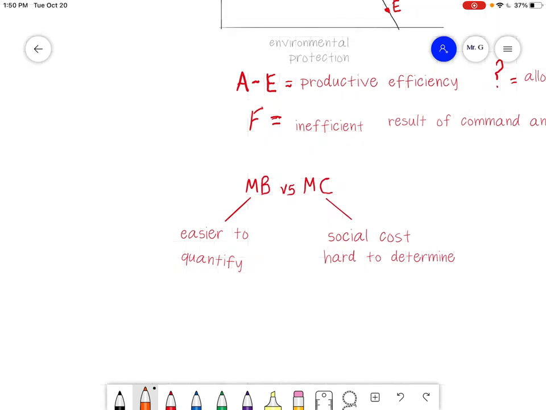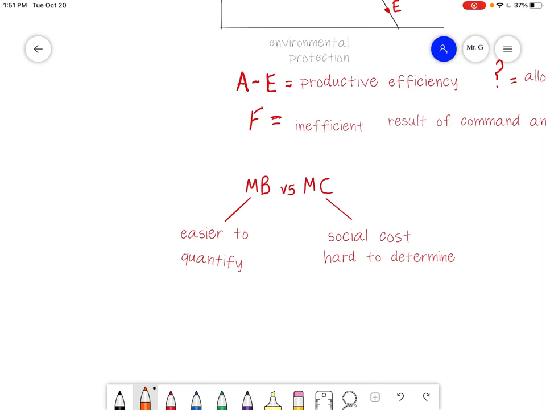So when they're trying to make decisions about what to do, they always look at the marginal benefit versus the marginal cost. And we talked about this in the last video as well. And we also talked about how it's not easy to necessarily quantify a marginal benefit, because how do you measure the benefit of everything? And of course, with marginal cost as well, how do you determine all the costs?